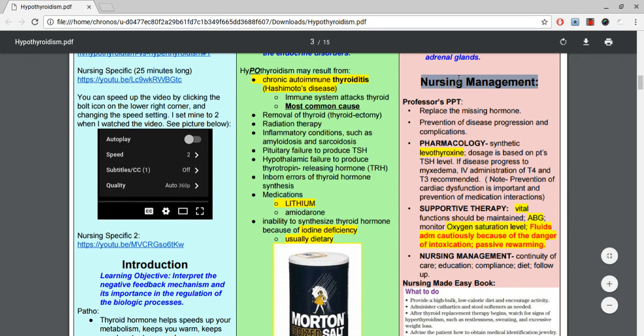With regards to pharmacology, you're going to give them the levothyroxine, as I said earlier, which is why I highlighted it, because I really want you to memorize that generic name. And the dosage is based on the patient's TSH levels. If the disease progresses to myxedema, they're going to give it through IV because you want that drug to act as quickly as possible. And there's also a side note that prevention of cardiac dysfunction is important, and it's important to avoid medication interactions.